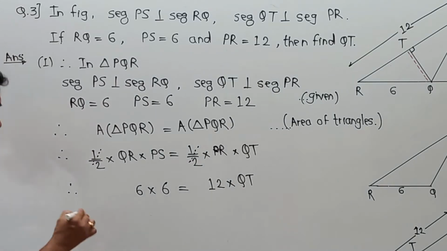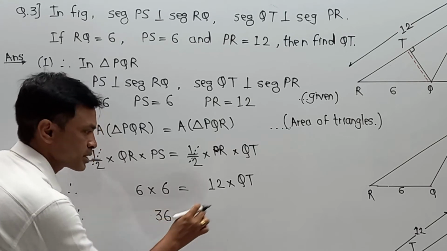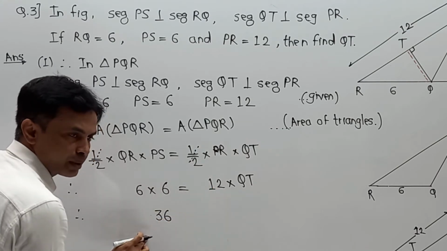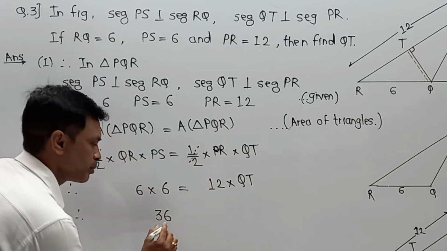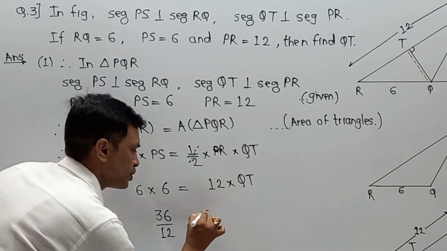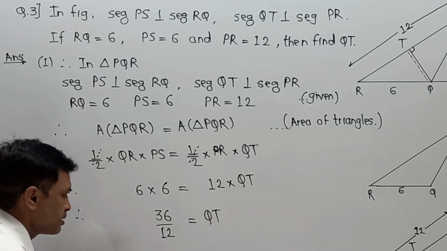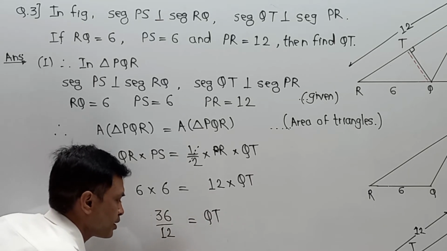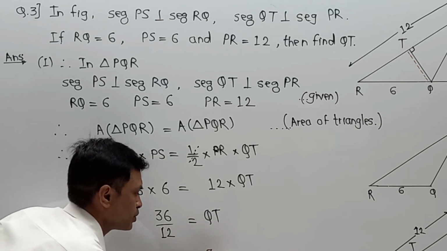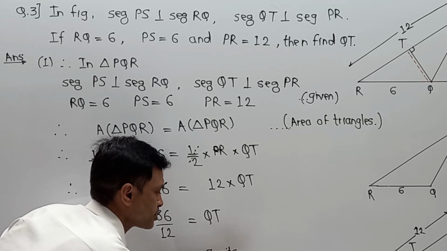Simplification over here. 6 into 6 becomes 36. This 12 is multiplied over here, so it comes to this side as divided by, equal to QT. Now we know that 12 ones are 12, 12 threes are 36. And simply you are getting the answer. QT is equal to 3, and they don't mention any units, so I am writing it as units.